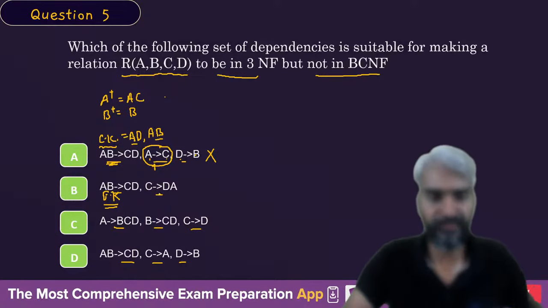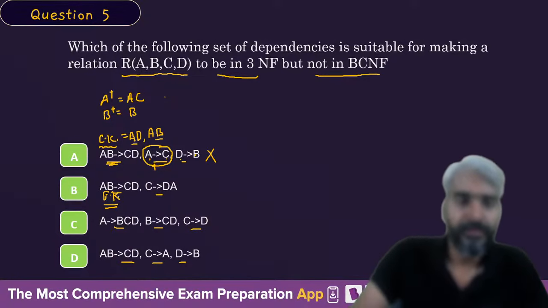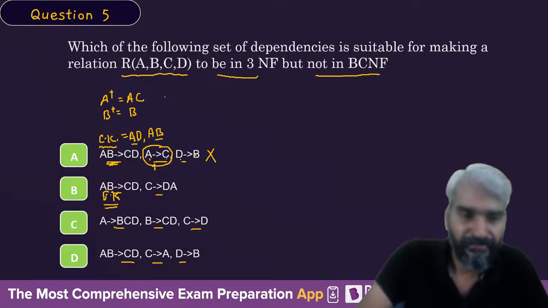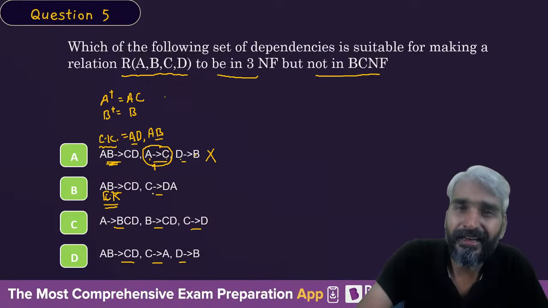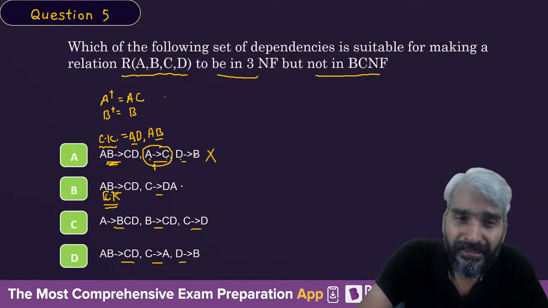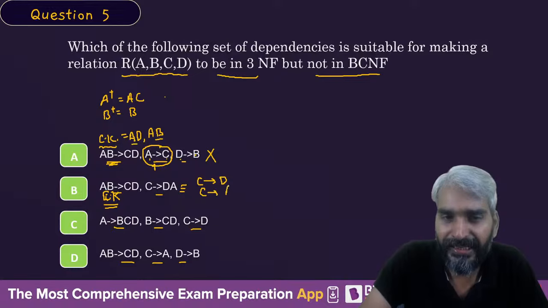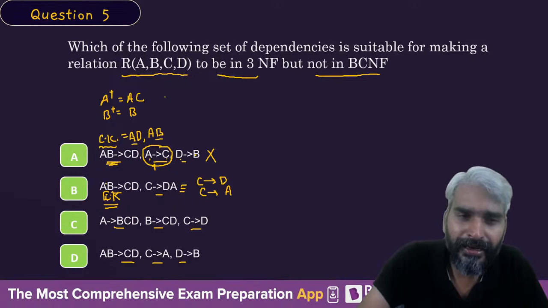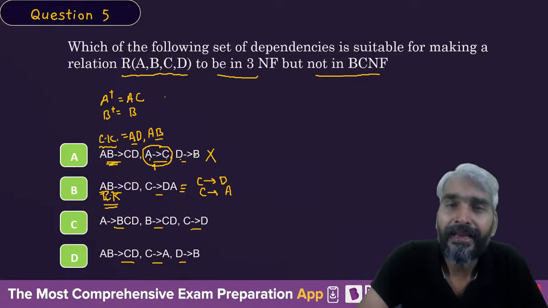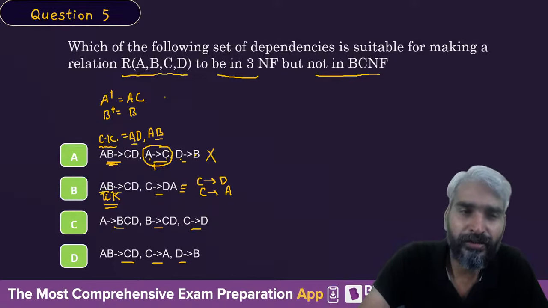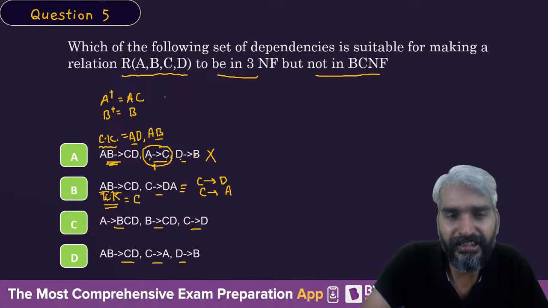Okay, this is for the previous one. Fine. So AB implies CD, and AB is our candidate key. Then here, can we replace? This is actually a splitting rule. You can write C implies D as well as C implies A. Then whatever you can achieve using A can also be derived using C. So if AB is our candidate key, then let's check for CB.